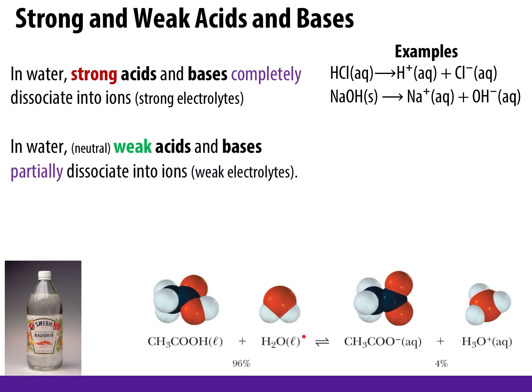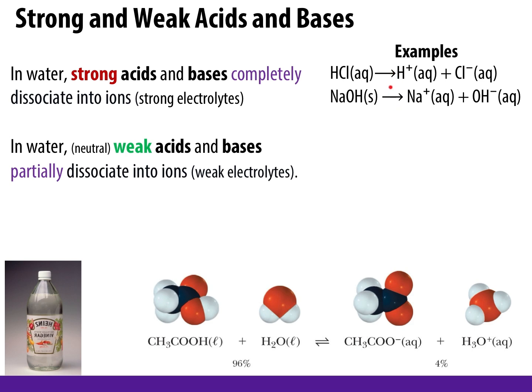Only a small amount of it reacts with water to make H3O+ and CH3COO- ions. In a normal vinegar solution, that would be about 4% dissociated. Again, the term here is that it's a weak electrolyte. This distinction really drives how we're going to work with calculating pH and thinking about their properties in solution.